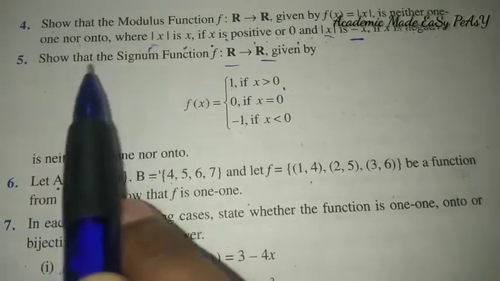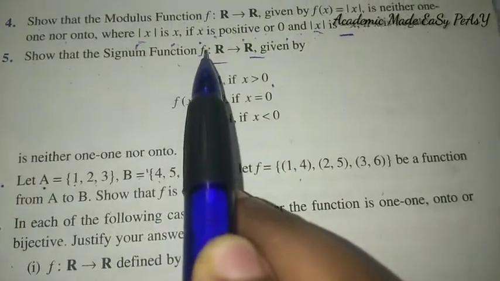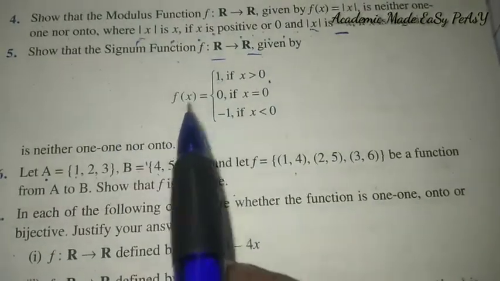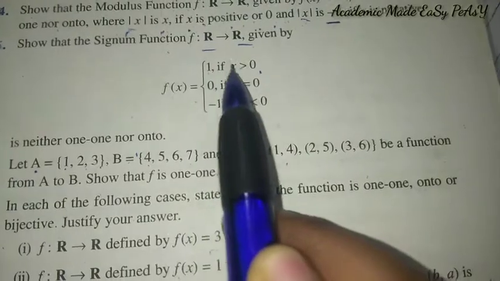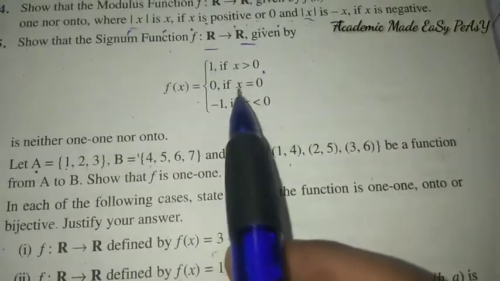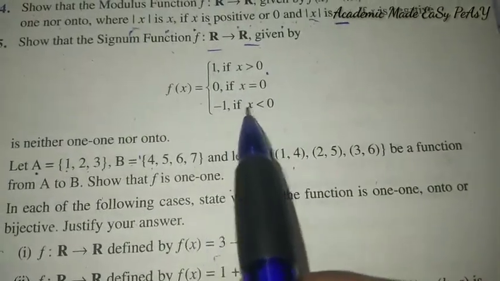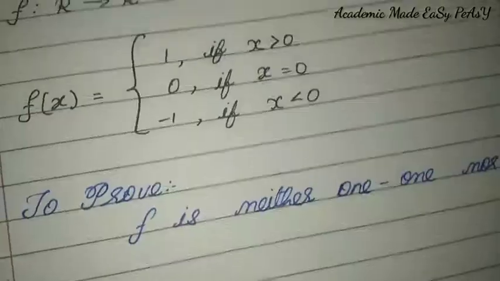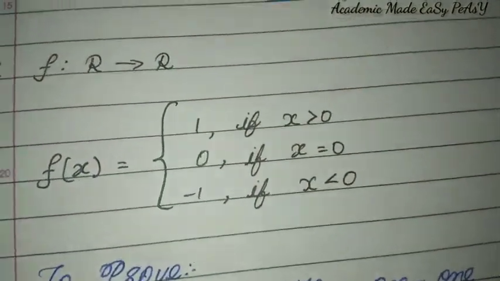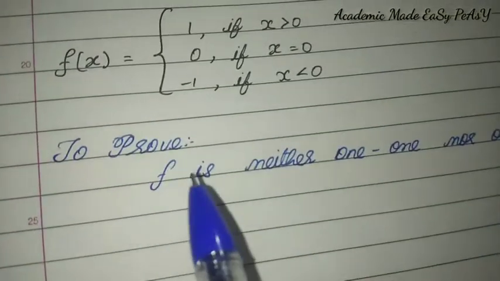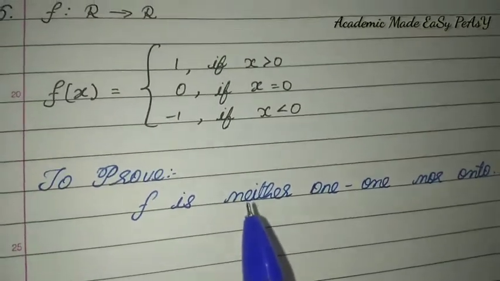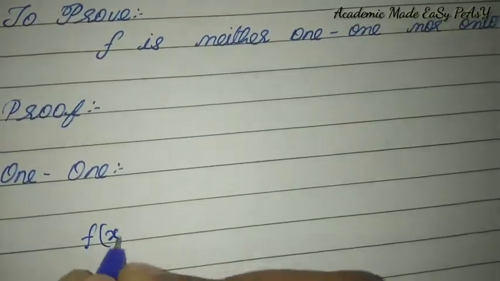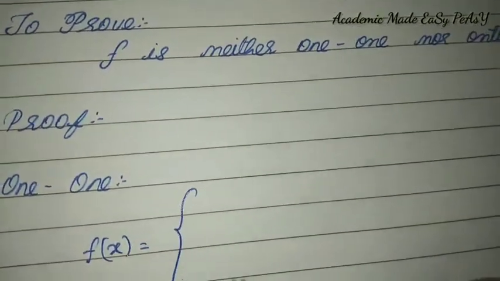Question 5. Show that the signum function f from R to R, real numbers, given by f of x is equal to 1 if x is greater than 0, 0 if x is equal to 0, minus 1 if x is less than 0, is neither 1 to 1 nor onto. Now I have written the given part and proof part. Proof, what we have to prove is that f is neither 1 to 1 nor onto. Given that f of x is equal to, we'll write the same thing.